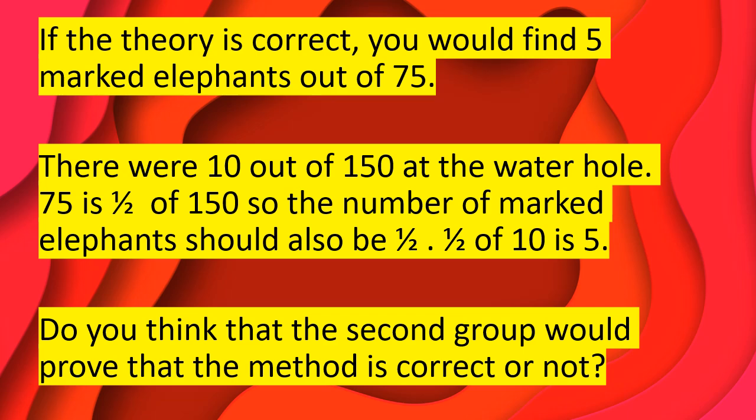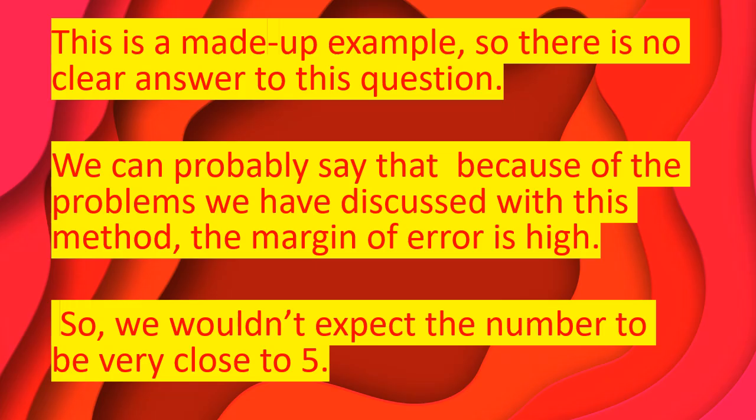So here's the math. There were 10 out of 150 at the waterhole. The 75 that we found this time is half of 150. So the number of marked elephants should also be half. So half of 10 is 5. So do you think that the second group would prove that the method is correct or not? This is a made-up example, so there's no clear answer to this question. We can probably say that because of the problems we have discussed with this method, the margin of error is high. So we wouldn't expect the number to be very close to 5.